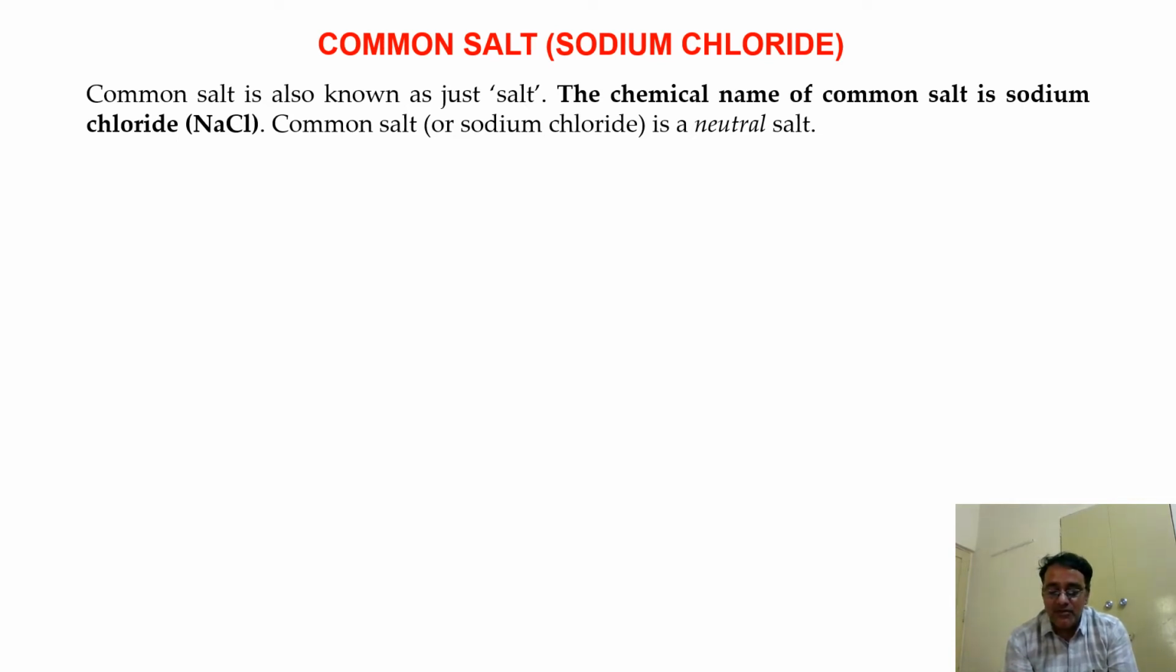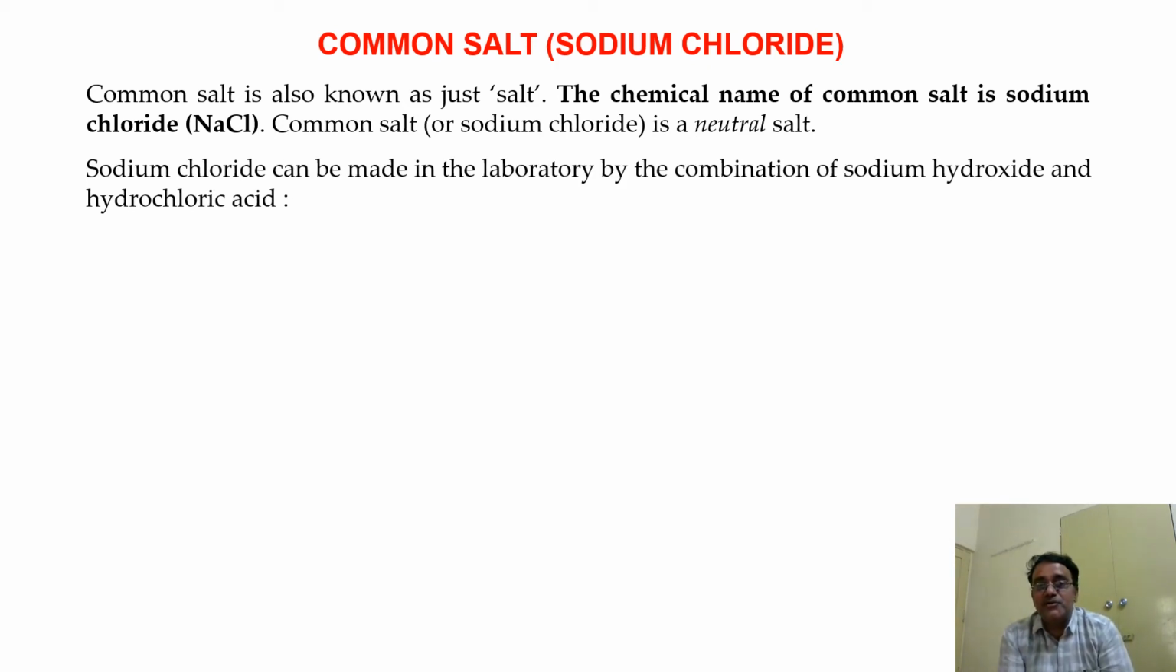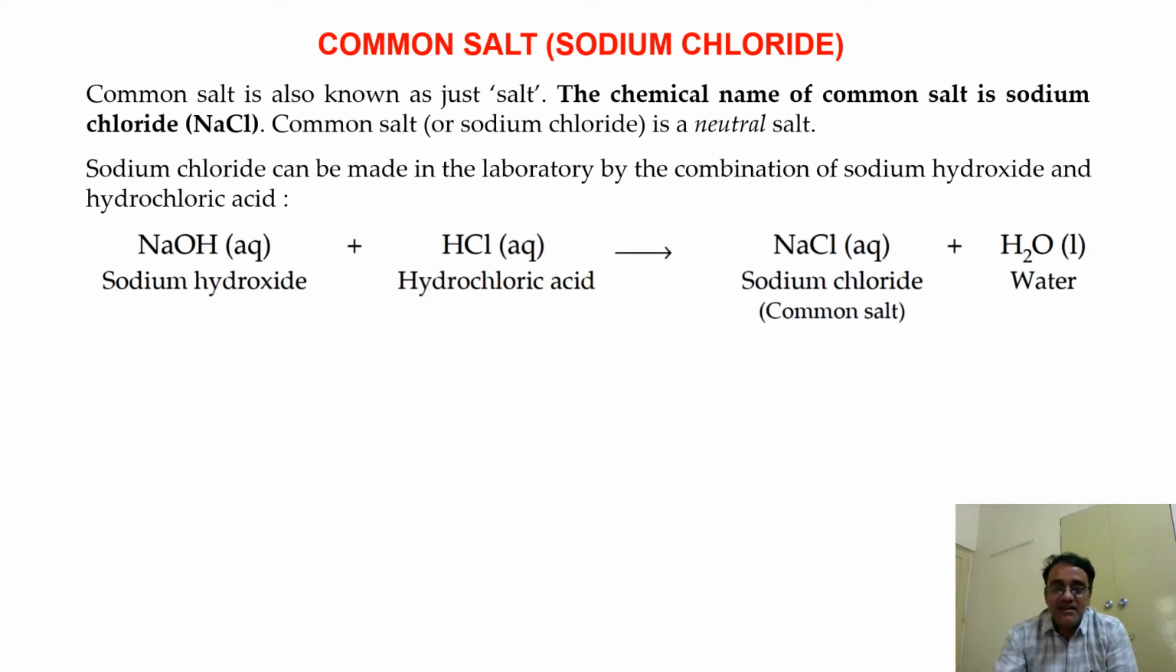Let us see how sodium chloride can be made in the laboratory. It is made in the laboratory by the combination of sodium hydroxide and hydrochloric acid. This is a reaction: this is sodium hydroxide and this is hydrochloric acid. When they react, we will get sodium chloride and water. Then what do we do? Because water is there, the sodium chloride solution formed here can be evaporated, so the water goes away, to obtain sodium chloride salt.